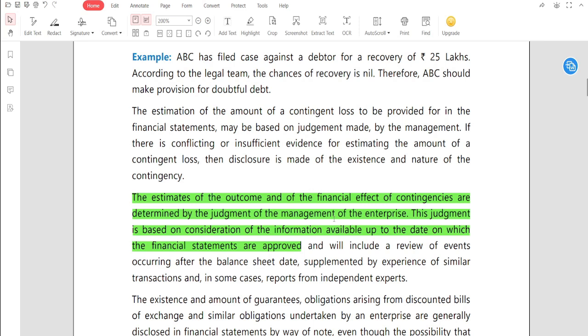Obviously, the estimate of the outcome and the financial effect of the contingency are dependent on the management of the enterprise. And the judgment is based on the consideration of the information available up to the date on which the financial statements are approved. Okay, sir? Achha, sir, this is understood.